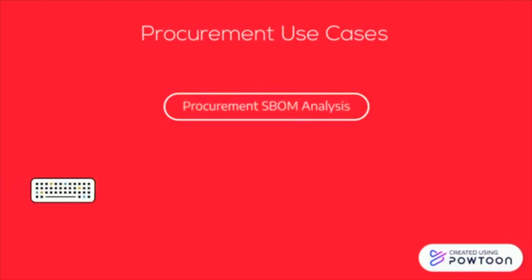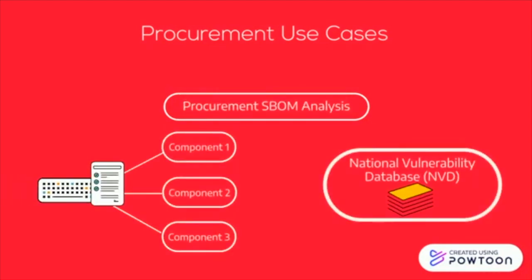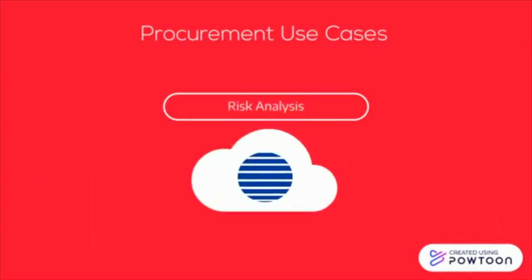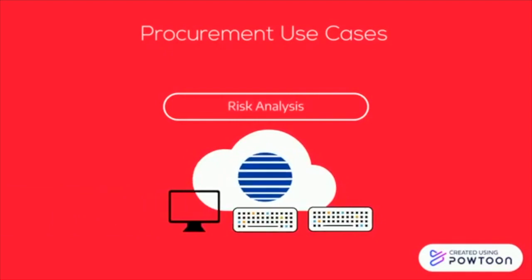Procurement software bill of materials analysis involves correlating software components with the National Vulnerability Database or similar database to identify known vulnerabilities in a device's components. Hospitals can use this information to conduct a risk analysis to understand possible conflicts and how a new device's components may affect the existing network environment. A hospital can decide to treat higher-risk devices differently with security controls.